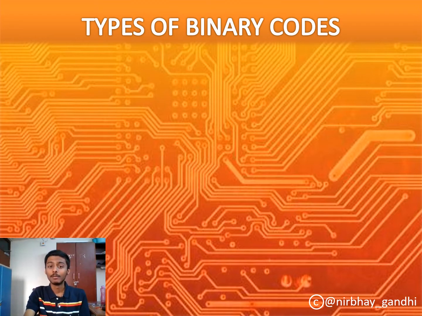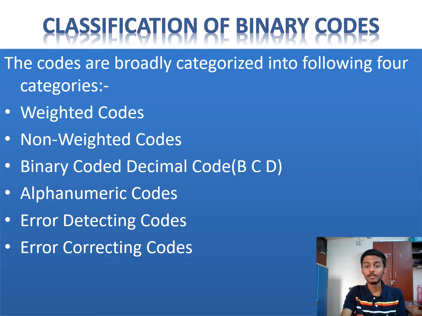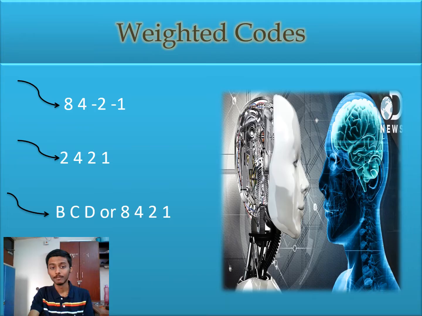Today we will be learning about types of binary codes. Classification of binary codes. The codes are broadly categorized into four categories: weighted codes, non-weighted codes, binary coded decimal codes, or we simply call it BCD, alphanumeric codes, error detecting codes, and error correcting codes. We start with weighted codes.